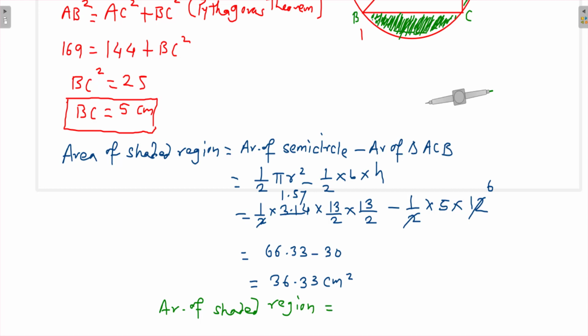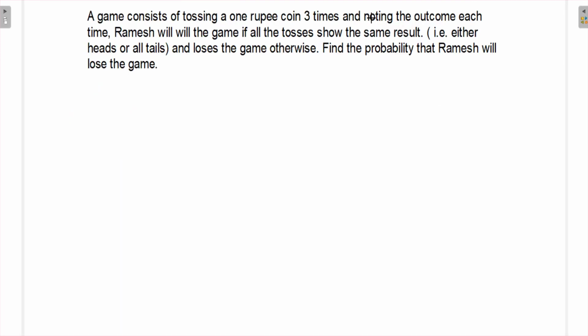that is equal to 36.33 square centimeter. Now friends, let us move to the next question.